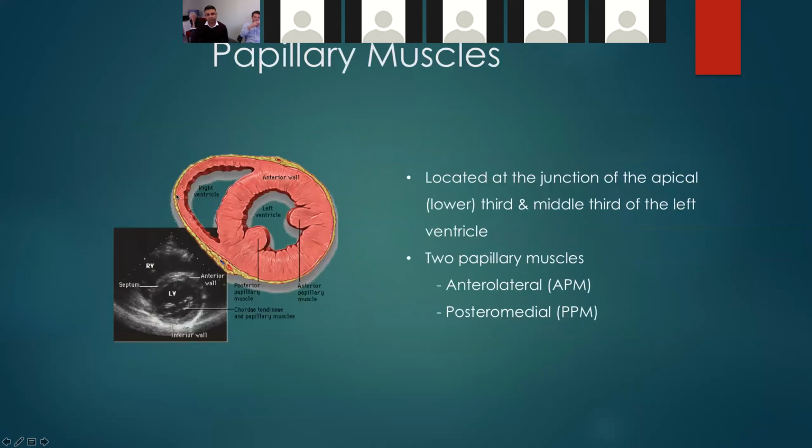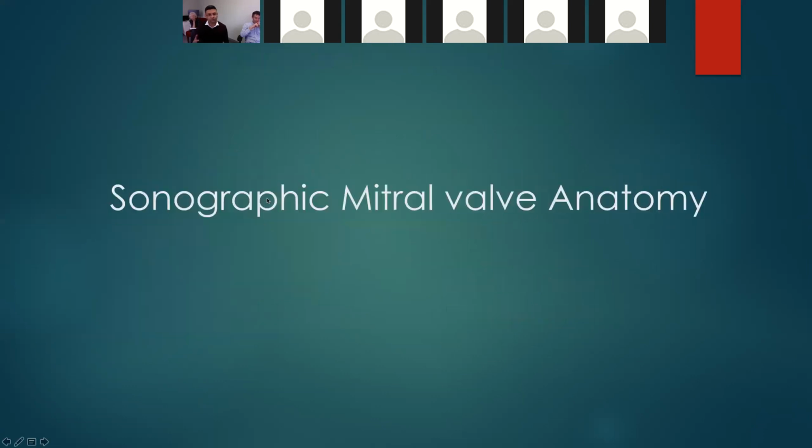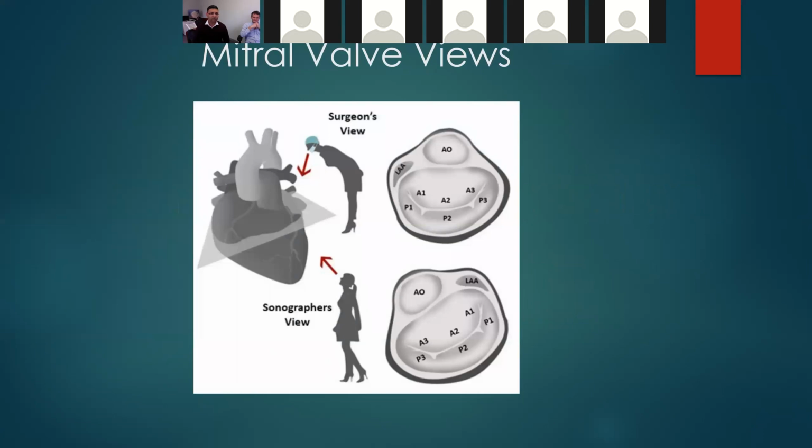Then papillary muscles, anterior lateral and posterior medial. They sit between the lower 1/3 and middle 1/3 of the ventricle. So that's where I'm going to spend a little bit of time. For this topic, it's very, very important to understand the anatomy of the mitral valve. So that's how we see the mitral valve.